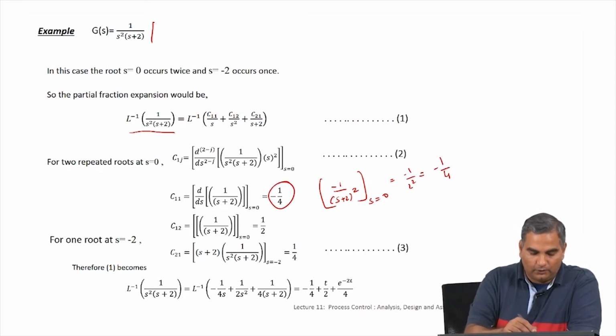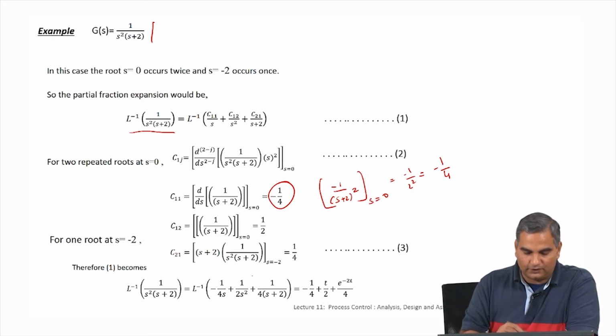When I want C12, I substitute j equal to 2. So, 2 minus 2 is 0, so there is no differentiation, it is simply 1 over s plus 2 evaluated at s equal to 0. So, I put s equal to 0, this is half.